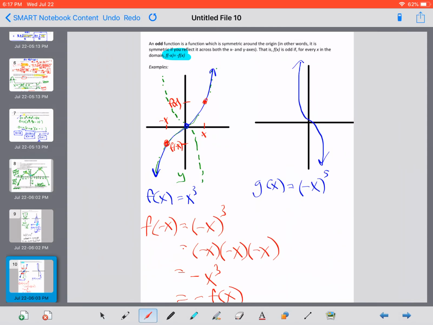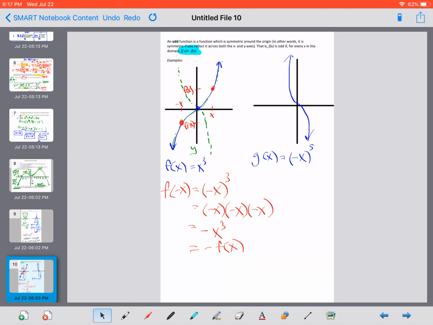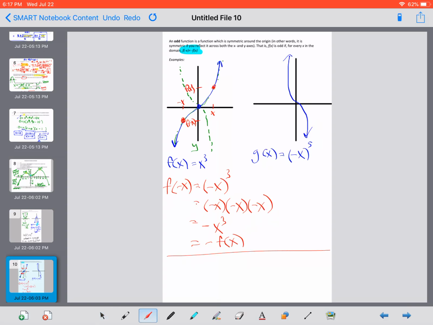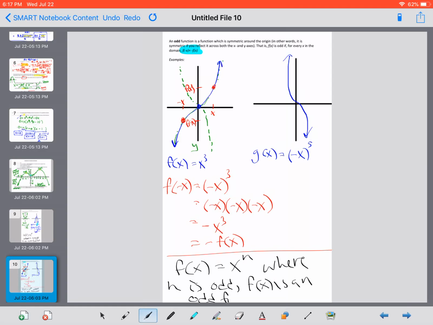And just like before, we can generalize and say that for a function of the form f of x equals x to the nth power where n is odd, the function itself is odd. It is an odd function. That's why we call it odd, because it's a property that x to an odd power shares for every odd power.